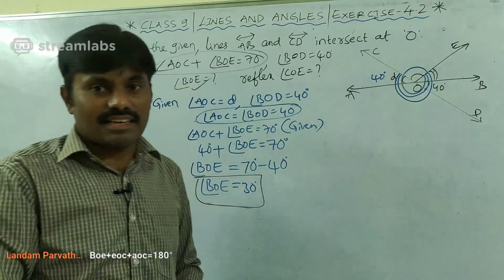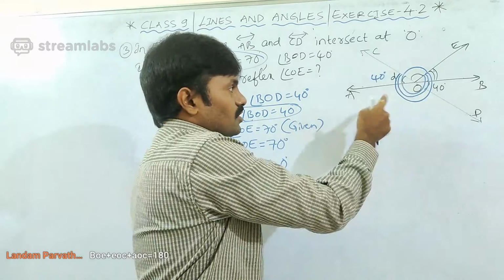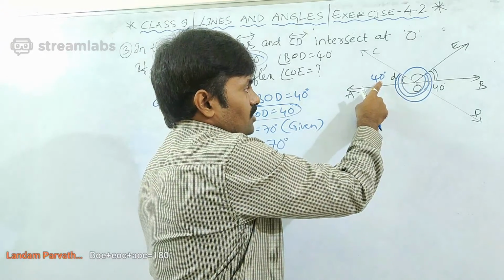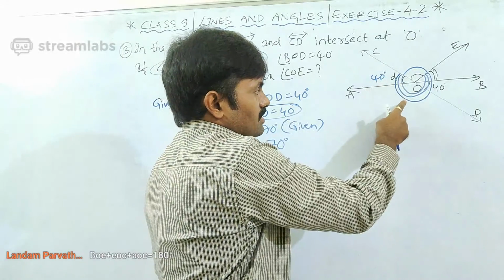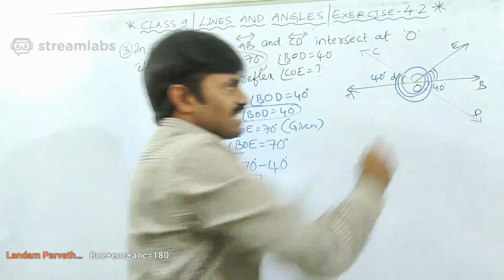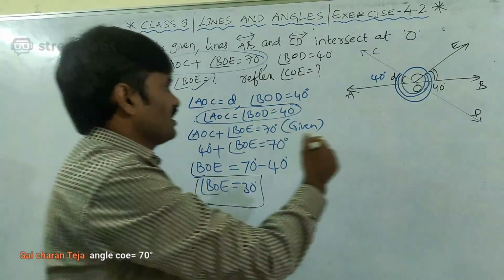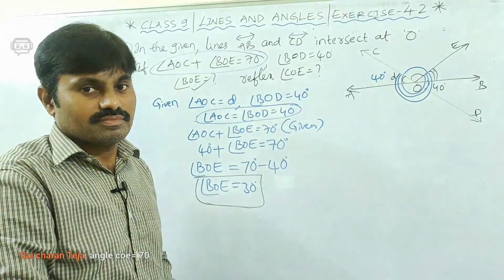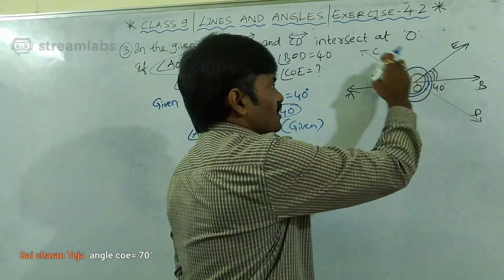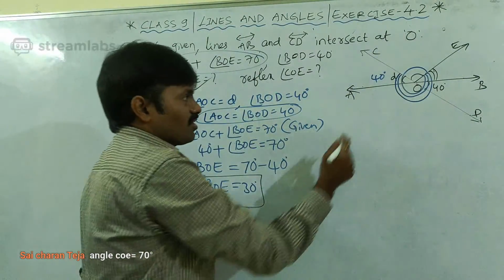This is my reflex angle. Okay, so what should I do now? 40 plus AOD plus 40 plus this angle. Now we came to know this one. So first I am finding COE. I want to find COE. We know the relation among these.